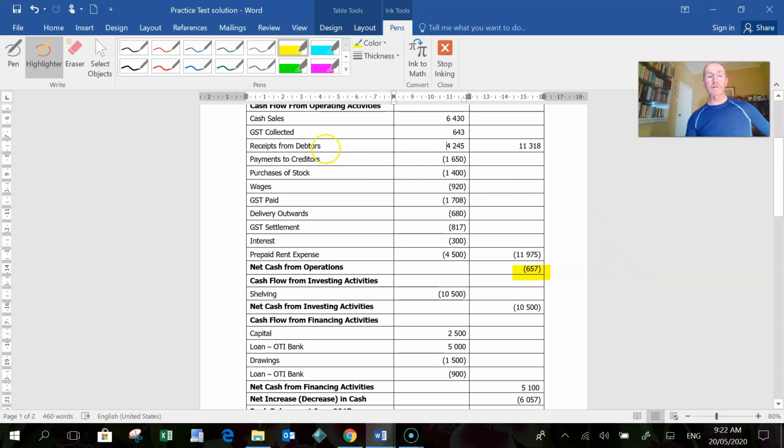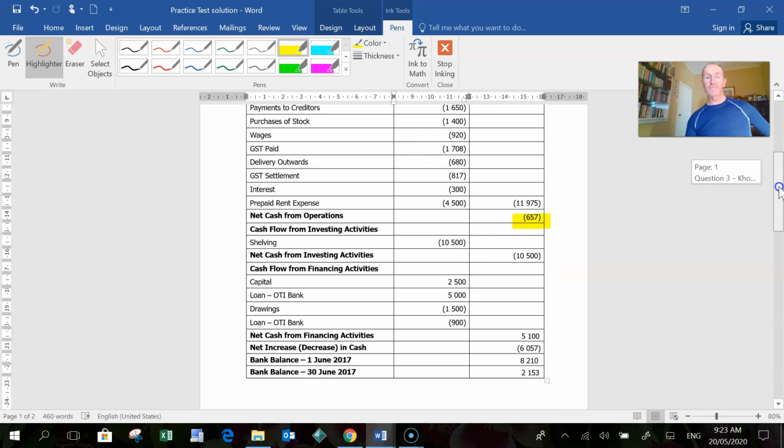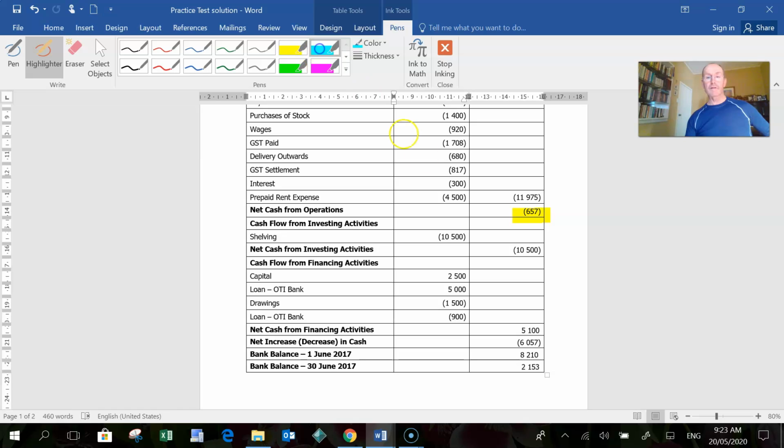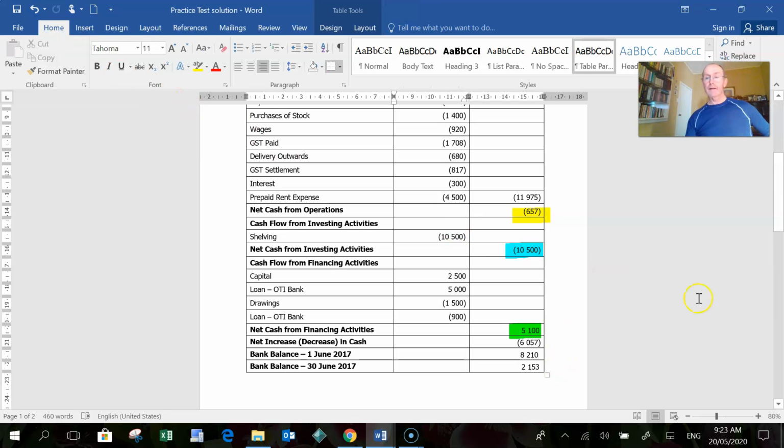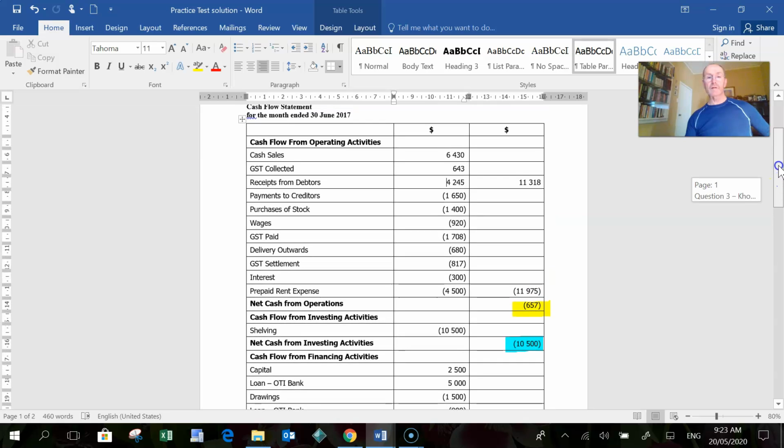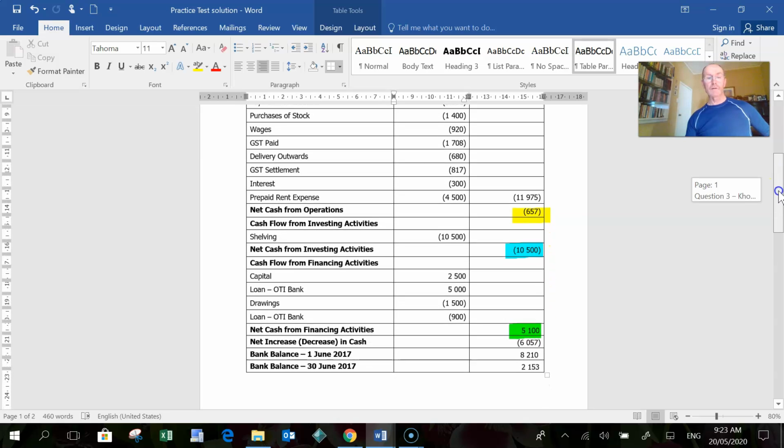Notice in this solutions, it's got debtors and stock, which I'll fix up for when I publish it on MASCOM. Net cash flows from investing activities, which is just the purchase of the shelving, and then you've got the financing activities, net cash from financing, which is a positive number, which makes sense because we're running a bit short, so we need to contribute some money either by debt or by the owner putting money into the bank, and the overall result was 2153 bank balance at the end. So hopefully that wasn't any difficulty at all.